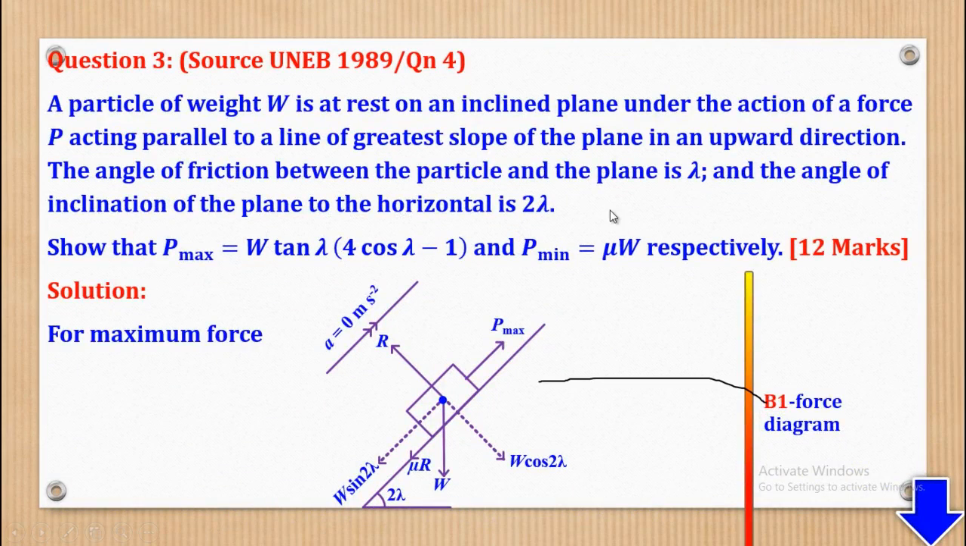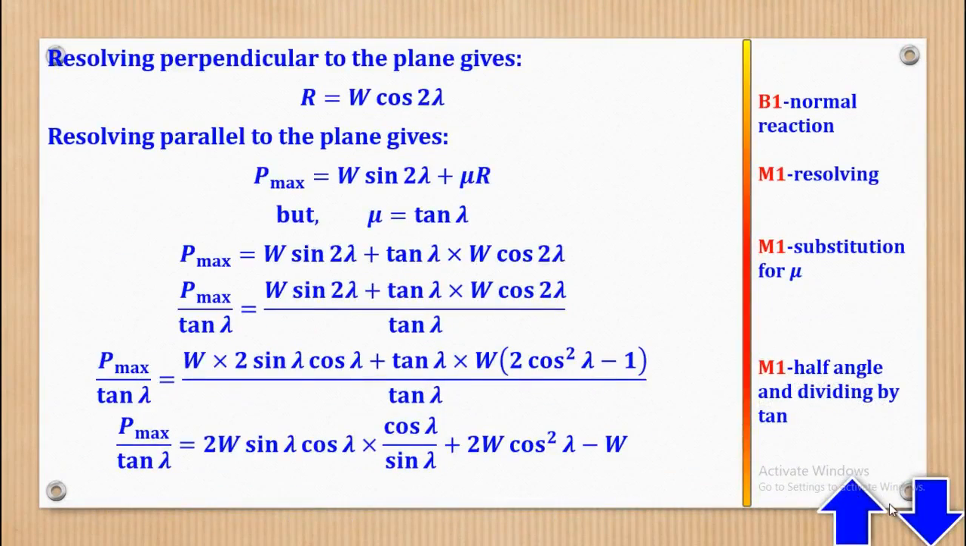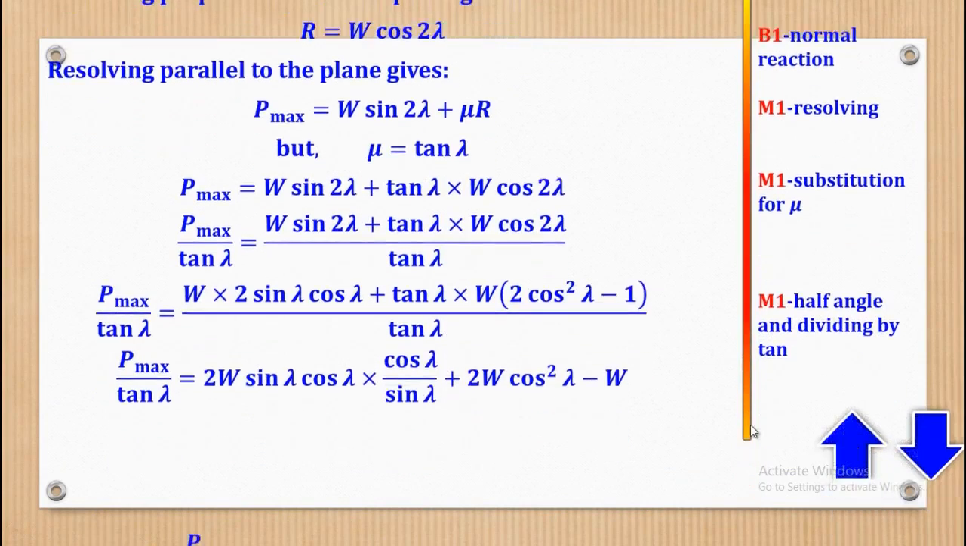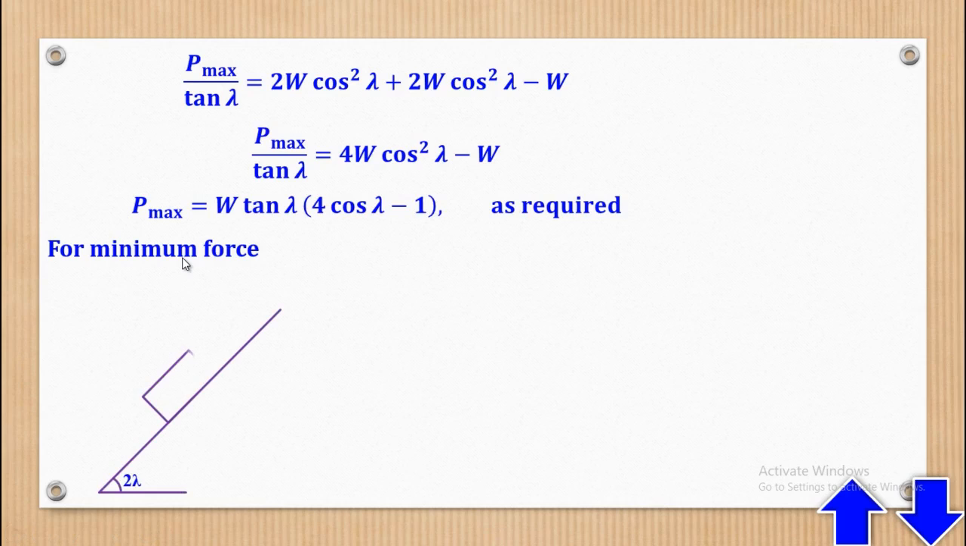Now next will be the proof for P minimum. Remember we said for P minimum the particle is at the point of sliding downwards, while for P maximum the particle is at the point of sliding upwards. So now we are done with P maximum. Now let's go to P minimum. So for minimum force, we shall come and draw our sketch first and put a particle there.